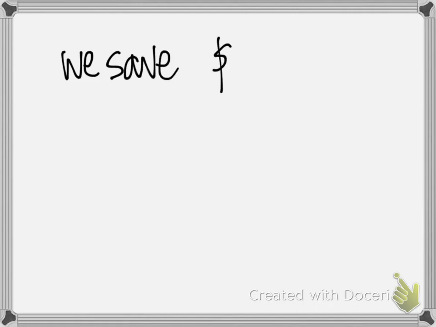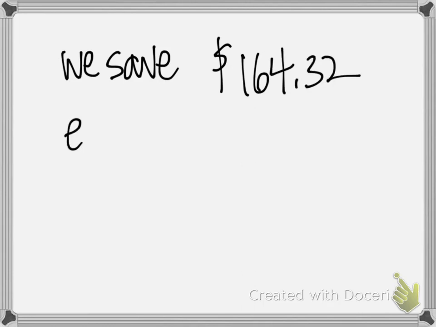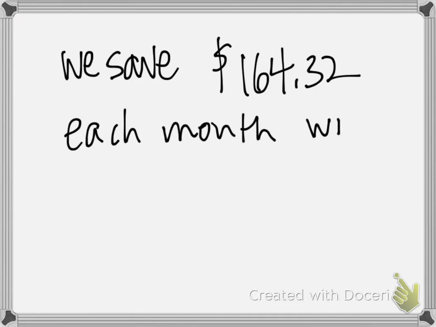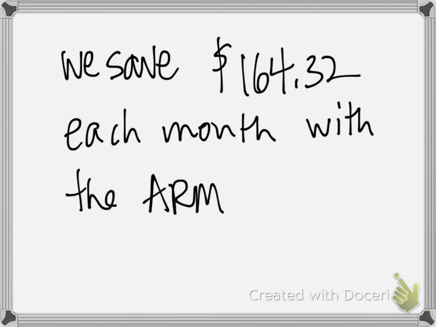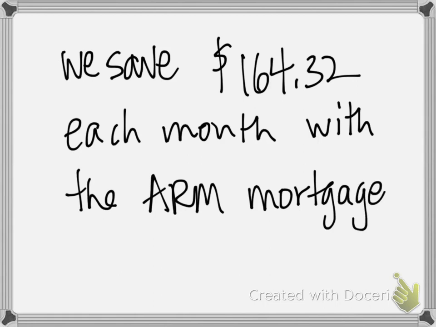Okay, so our final answer then is that we save $164.32 each month with the ARM mortgage in the first year.